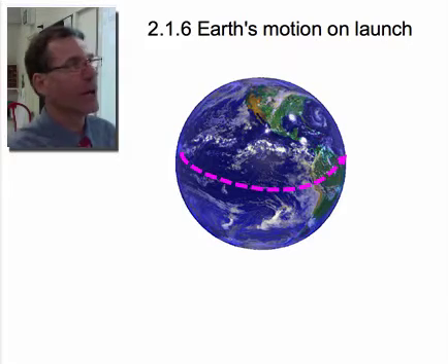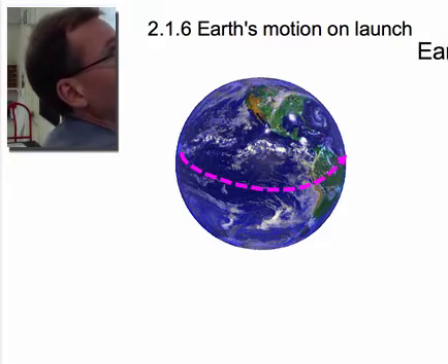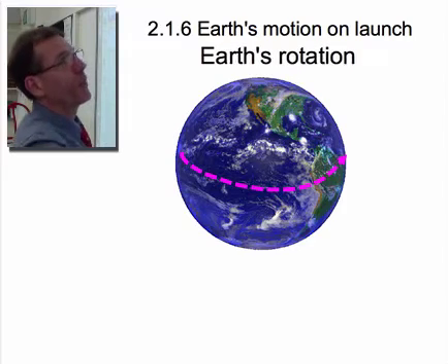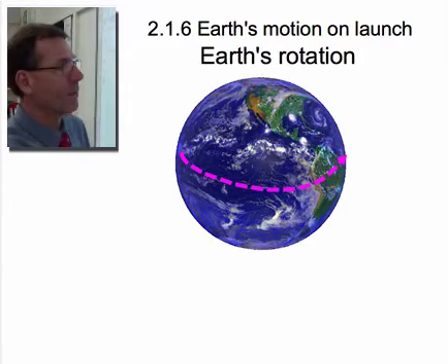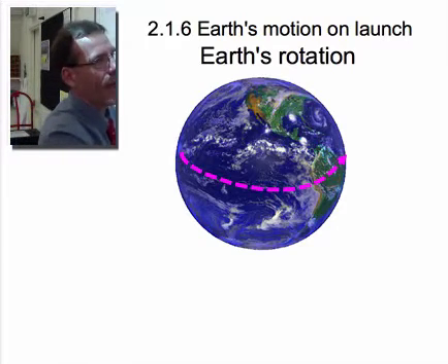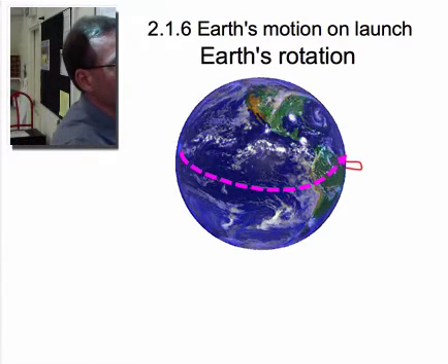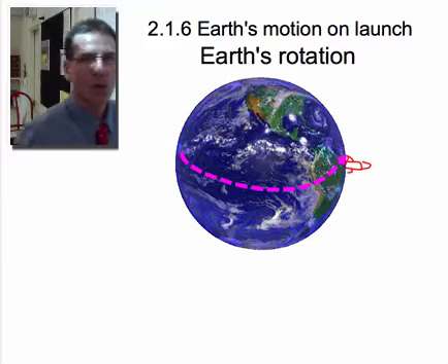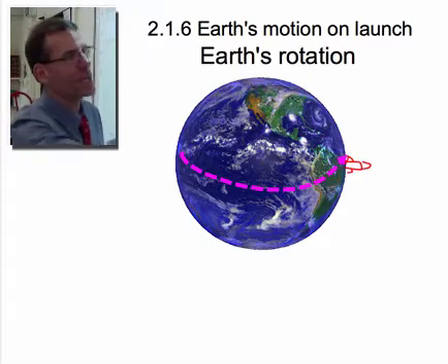That's its daily rotation. So there's really two aspects of the Earth's motion. The first one is the Earth's daily rotation. So we want to make use of that rotation. We want to build our space stations and launch our rockets here as close to the equator as we can to get the maximum boost from that energy.